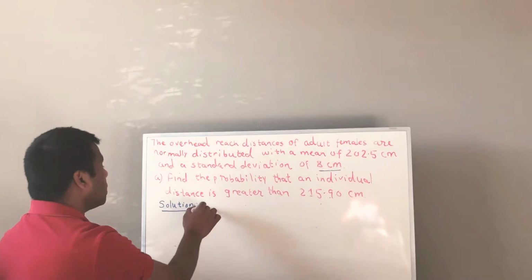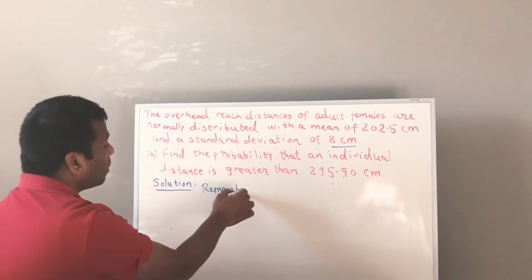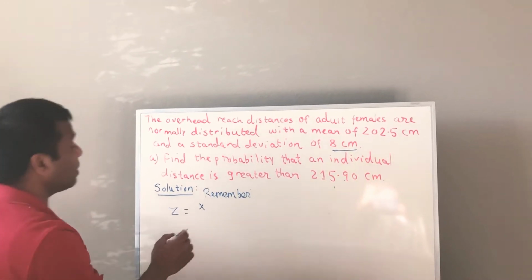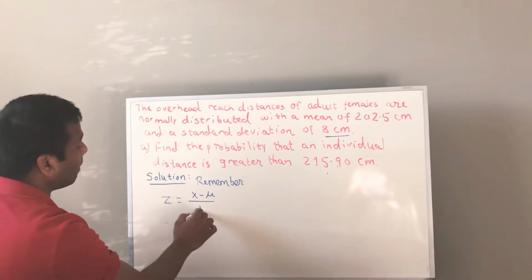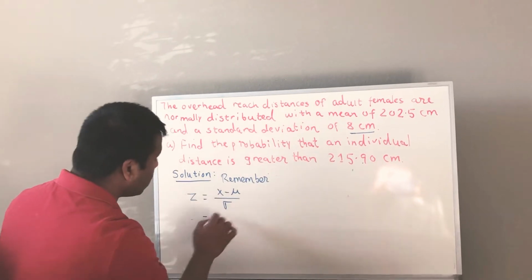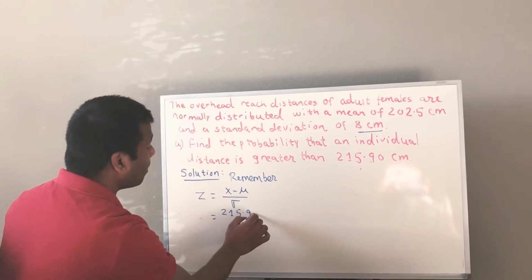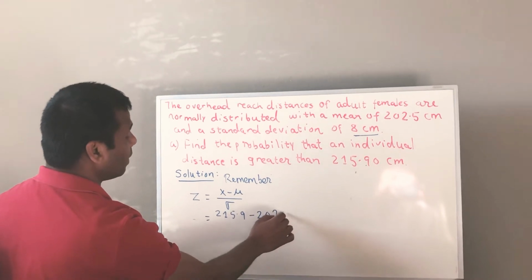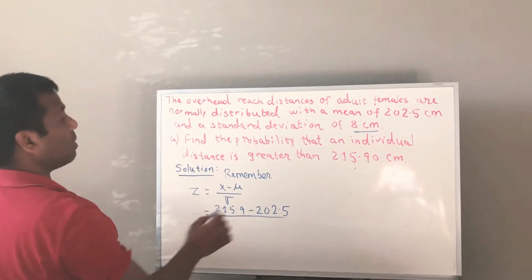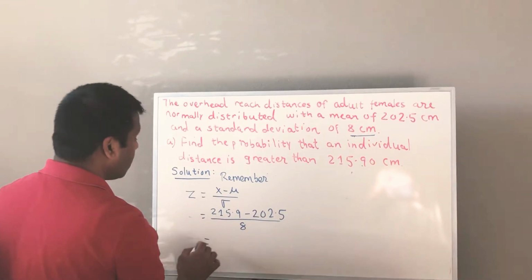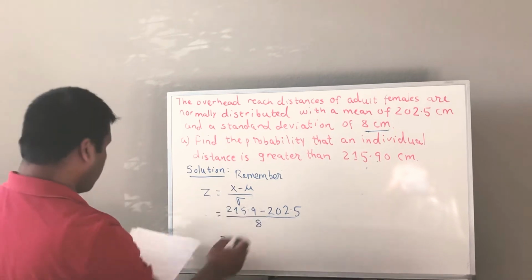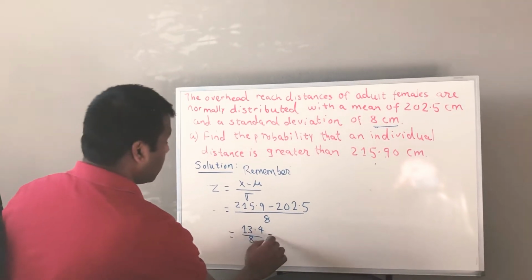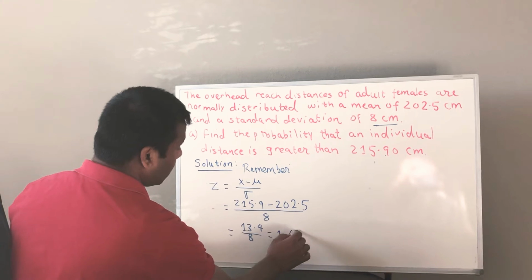215.90 centimeters. So remember the formula for the z-score conversion: z equals x minus mu over sigma. Here we have the x value 215.9, minus our mean mu, which is 202.5, divided by the standard deviation sigma, which is 8. 215.9 minus 202.5 gives you 13.4, and you divide by 8, so you will end up with 1.675.